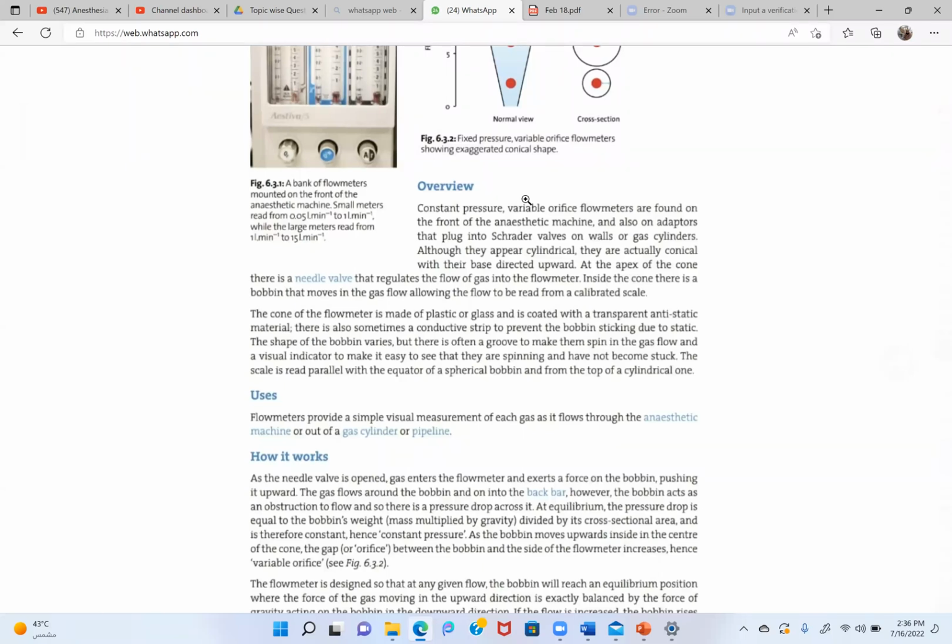Okay, then it should be anti-static, because if it is sticking with the sides of the tube, it will not move up. Okay, then there was another question that we have to read from the top of the bobbin, and from the center of a spherical bobbin. If it is spherical, you have to read from the center. And if it is cylindrical, okay, vertical bobbin, so we have to read from the top. This may be one of the MCQs.